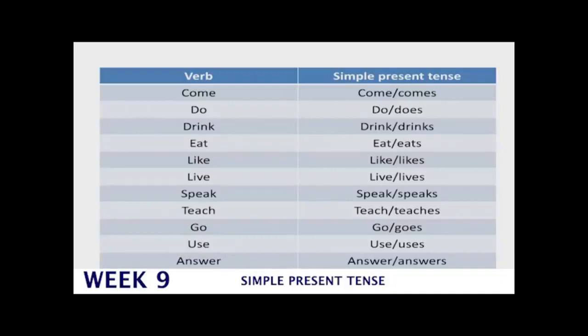Use. We add an S, and we use uses for the third person. And the last one, we have answer. We use answer for all the persons except for the third person, where we would use answers.